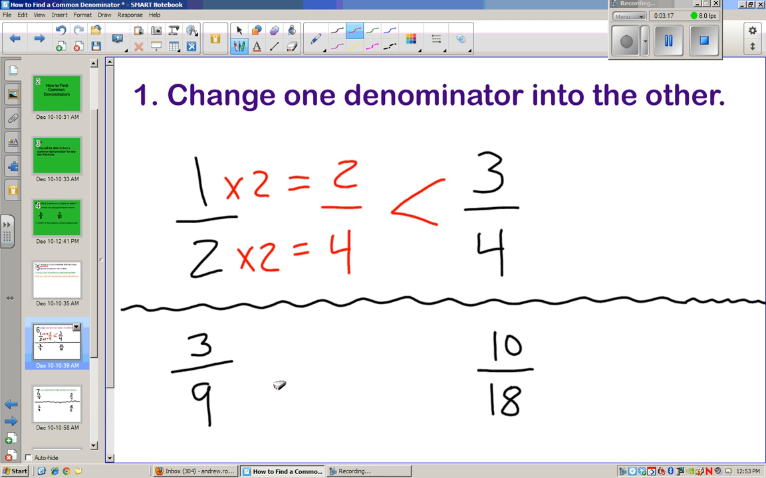Can I change 9ths into 18ths? Yes, I can. Doing the same thing I did at the top. 9 times 2 equals 18. So then I do it to the top. 3 times 2 equals 6. So which one is bigger, 6/18 or 10/18? It's pretty easy to see that it's 10/18. So if you can, it's really easy to change one denominator into the other, like we did here.